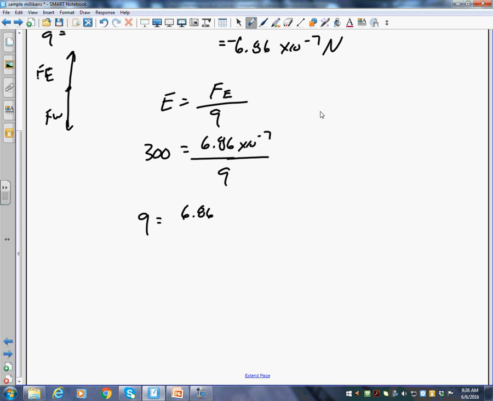You switch them, right? These two just switch. 6.86 times 10 to the minus 7, all over 300. Is this exponent going to get smaller? You've got a small number and you're dividing it by 300. It's going to get even smaller, isn't it? I can tell you right now what exponent that's going to be, because I'm dividing by 2 decimal places, so that's going to become minus 9. You're going to get 2.29 times 10 to the minus 9, and that's in coulombs.